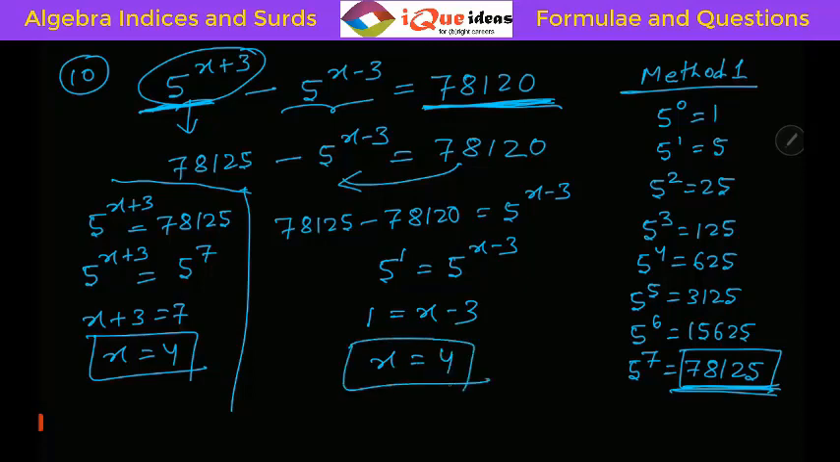So from both the places we are getting x equal to 4 only. Hence this is the correct answer. Right? Again, not very difficult to understand, but you have to memorize the values to be able to use this. Okay.